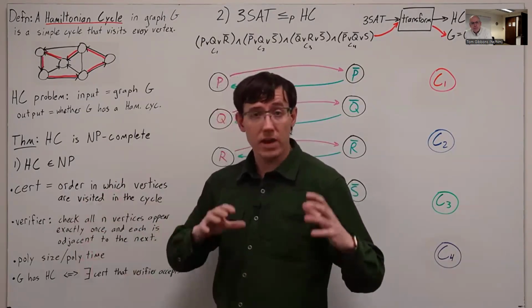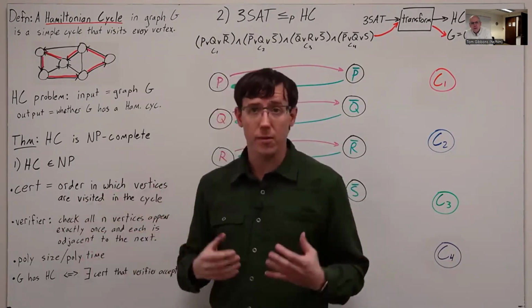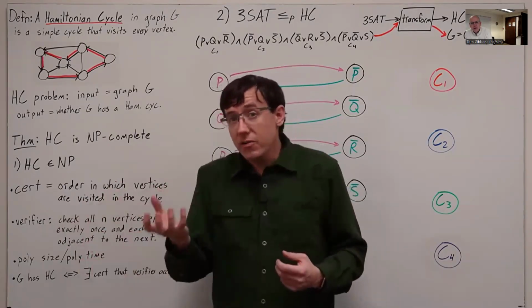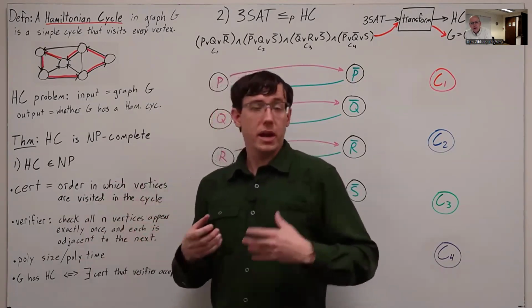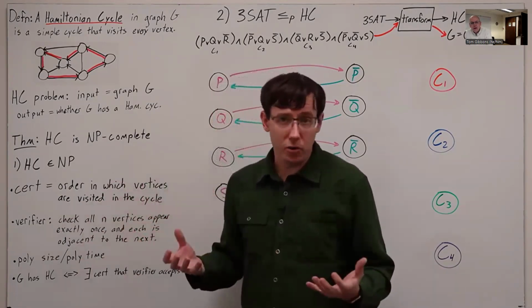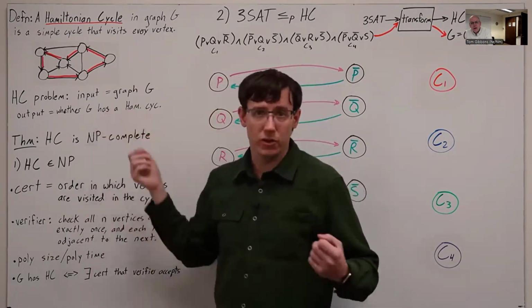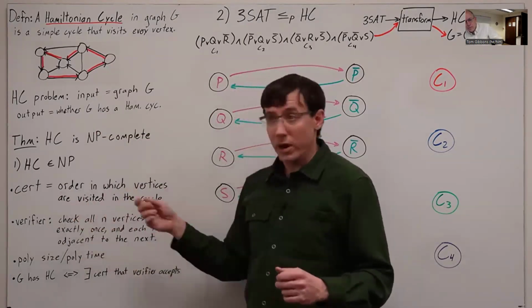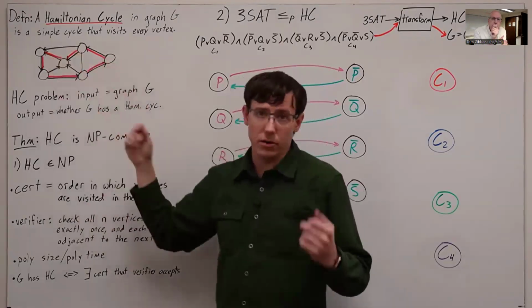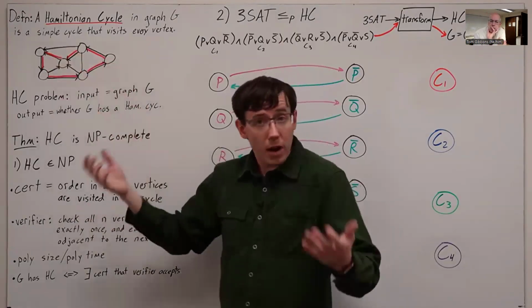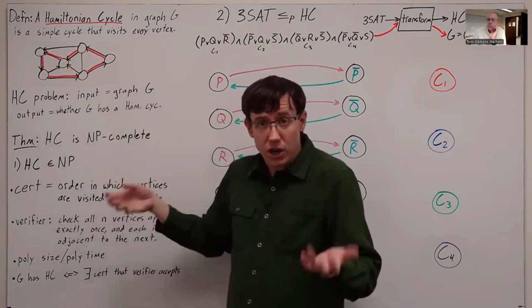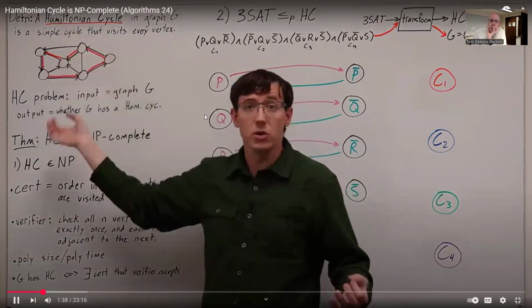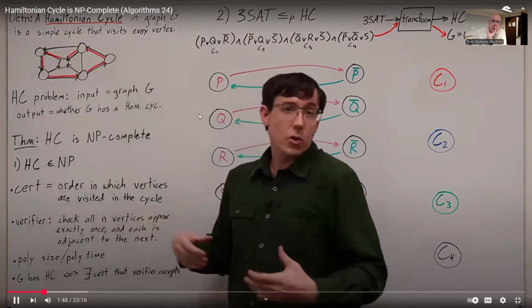We don't necessarily have an efficient way to find a Hamiltonian cycle, but if we had one, that would be a proof that a particular graph is a yes instance for this problem. So our certificate can be the order in which the cycle visits all of the vertices, and the job of the verifier is just to check that that is a Hamiltonian cycle in the graph.